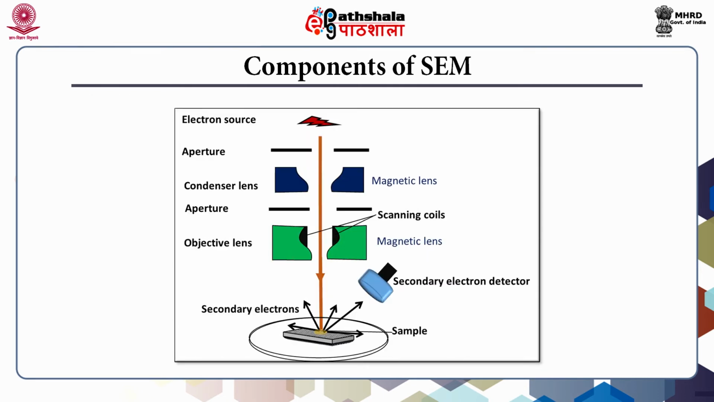This slide depicts positions of various components in scanning electron microscope. Electron source is at top and underneath is aperture, condenser lens, aperture, objective lens and sample holder in sequence. Detectors are located sideways.